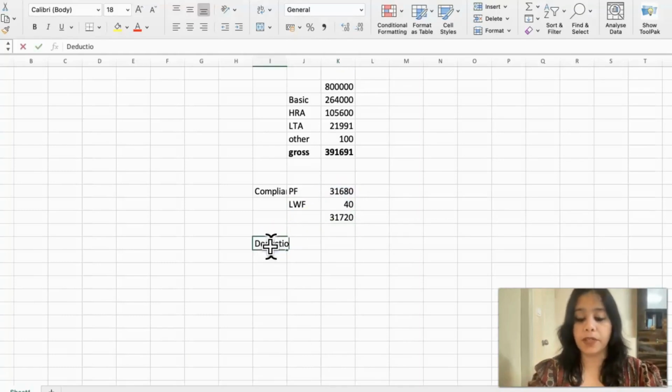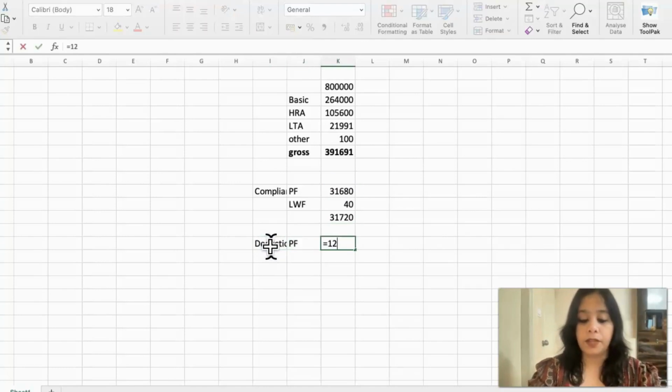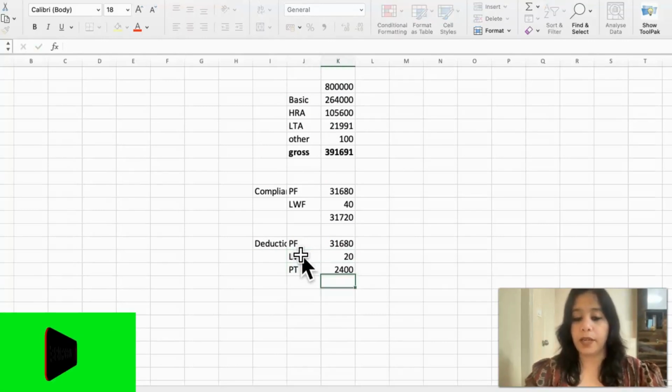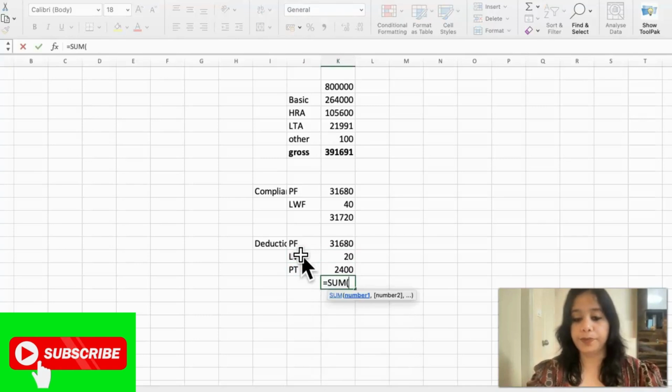Now let's talk about the deductions. So deductions from the salary, again PF. I'm keeping again 12% of the basic here in this case. There will be LWF in Karnataka, it's 20 rupees yearly. PT 2400 yearly in the case of Karnataka.